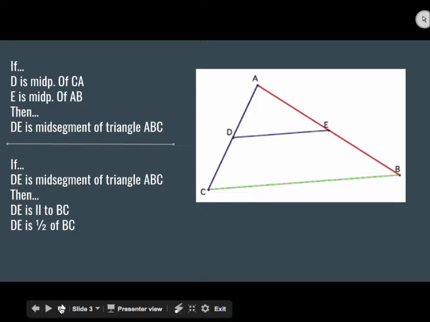If D is the midpoint of CA and E is the midpoint of AB, then DE is the midsegment of triangle ABC. And then the other one is if DE is the midsegment of triangle ABC, then DE is parallel to BC, and DE is half of BC.